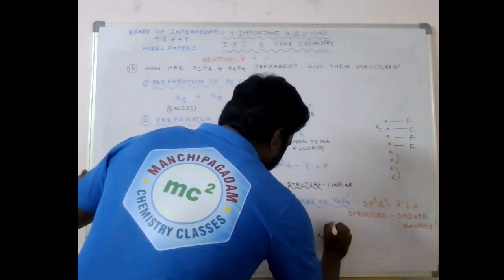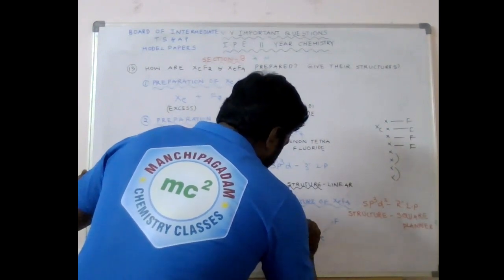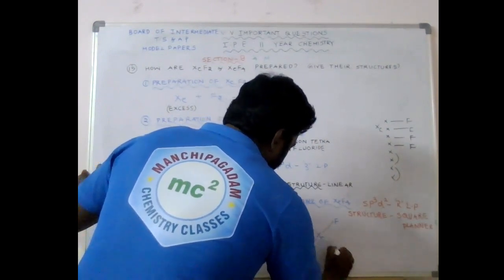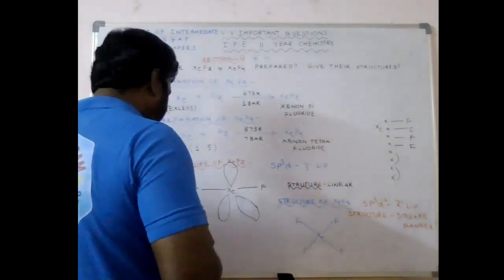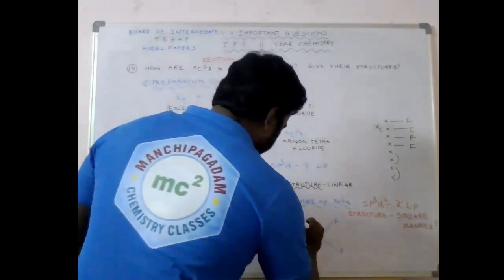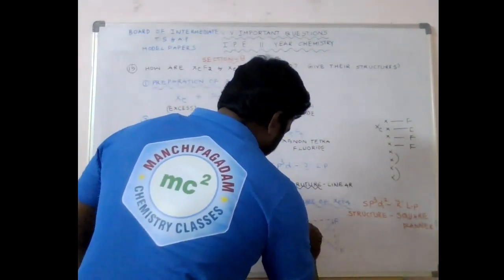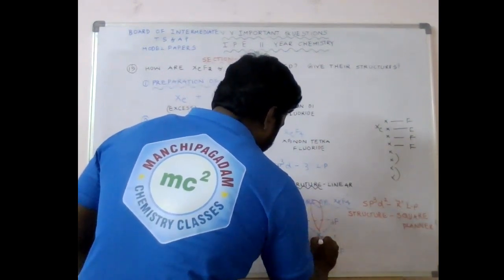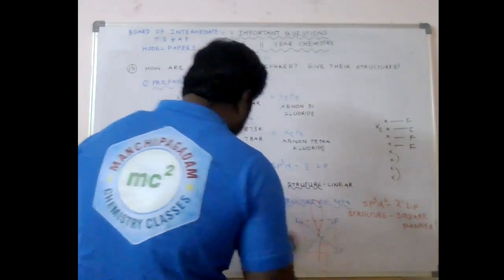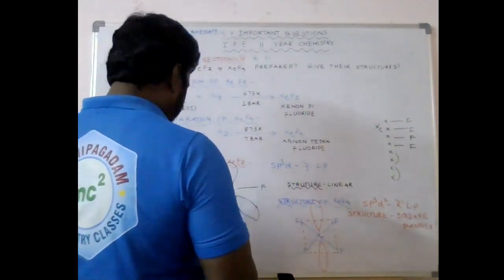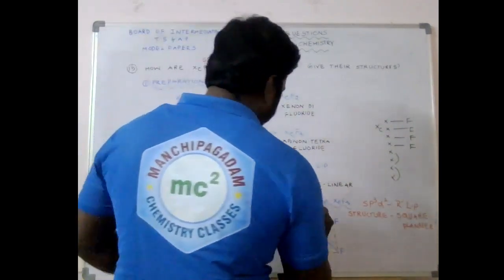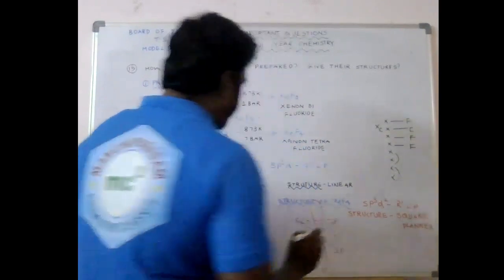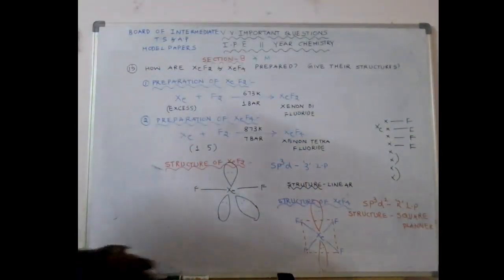Xe, F, here also F, F, F. This is just like a square. Correct. Xe, F4 square. And the remaining two lone pairs are here. One is above and another one is below. These are the two lone pairs. This structure is called what? Square planar structure.